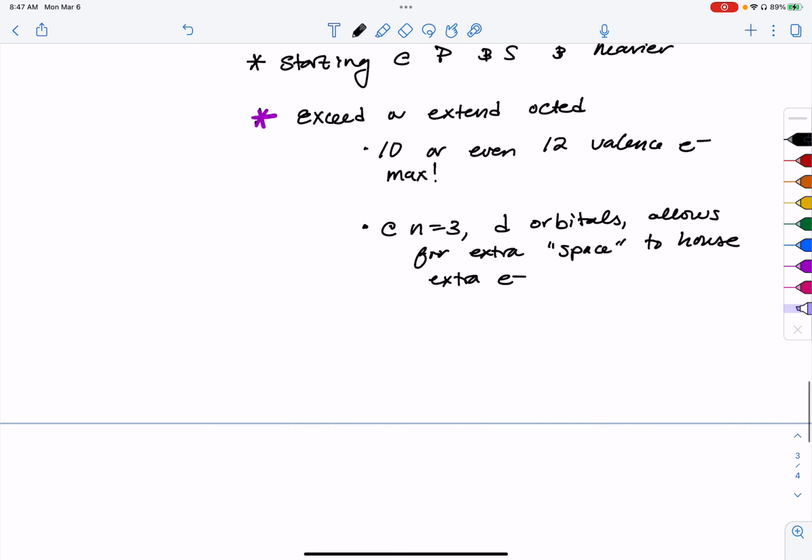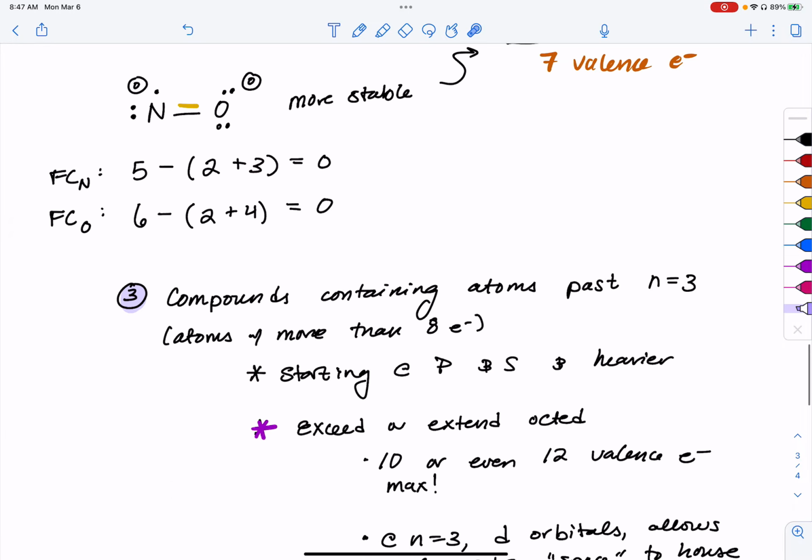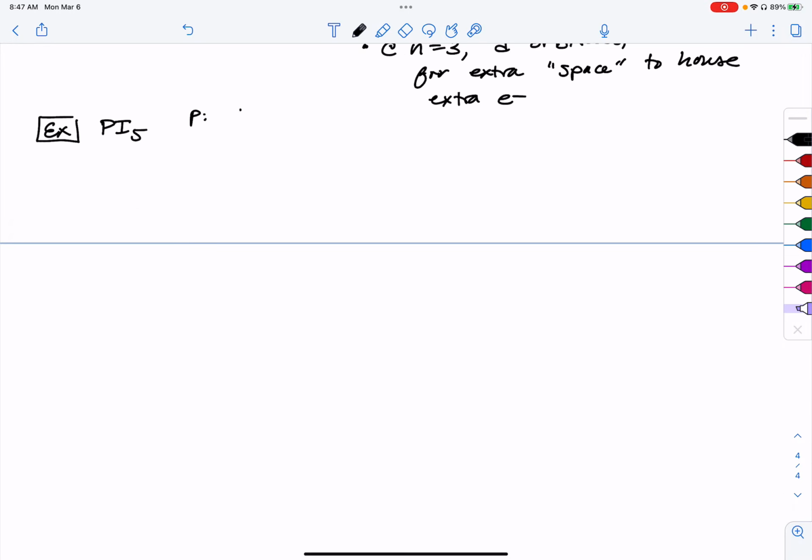So an example of this would be something like PI5. So phosphorus, looking at our periodic table, has 1, 2, 3, 4, 5 valence electrons. Iodine is a halogen. This has 7 valence electrons. There are 5 of them. So 7 times 5 is 35, plus 5, this is 40 electrons total. And let's continue this on the next page.